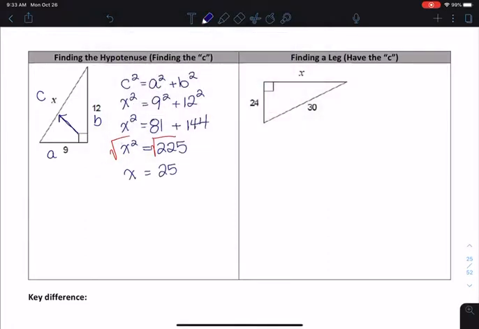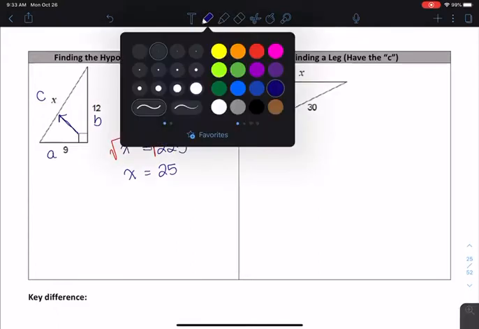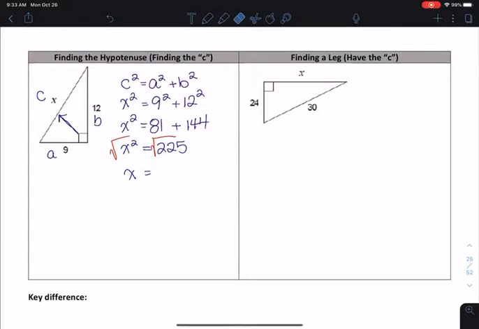Is that right? No, it's 15. Let's erase that. I think it's 15. I didn't actually try it in my calculator. It's 15, and this doesn't have units, so we stop there.